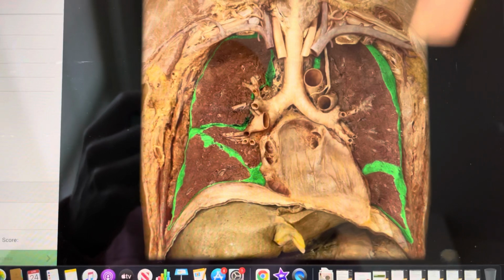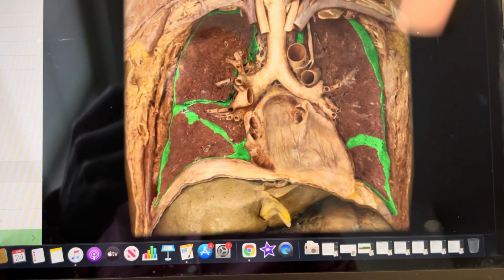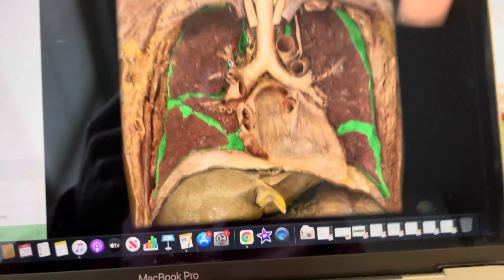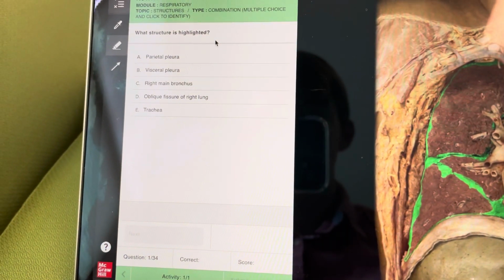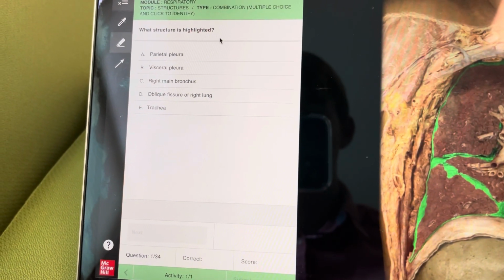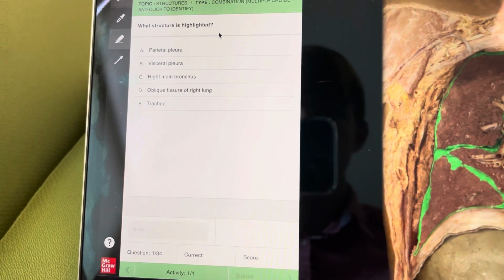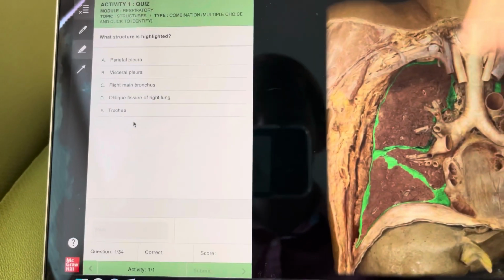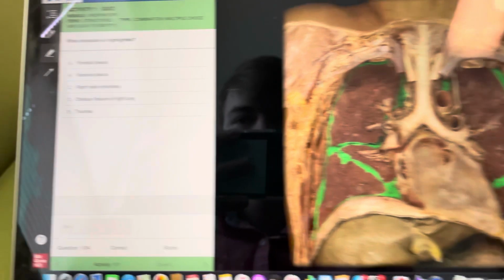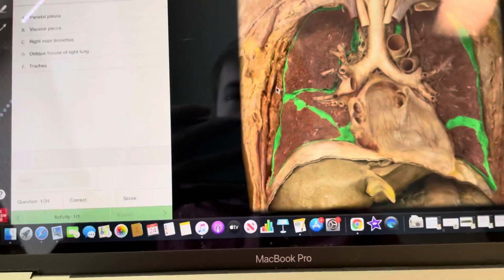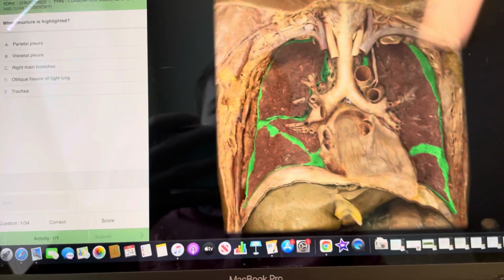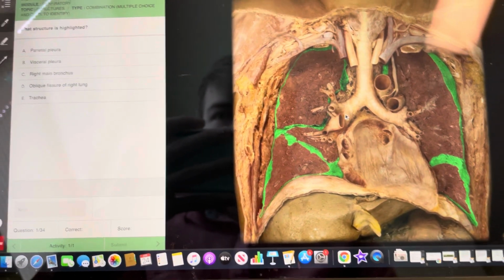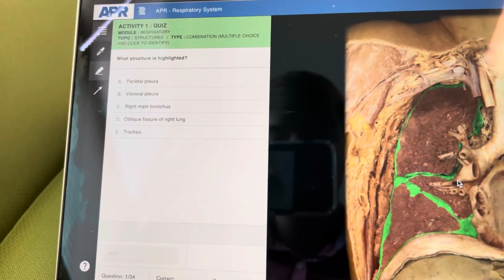This is in a cadaver body, and the highlighted image is obviously what's in green, because that would not be in your body actually. So you look at the options and it's parietal pleura, visceral pleura, right main bronchus, oblique fissure of the right lung, and the trachea. Well, if we want to eliminate options, trachea would be up here. The oblique fissure of the right lung would actually be right here. The right main bronchus would be this right here. And then it's either parietal pleura or visceral pleura.